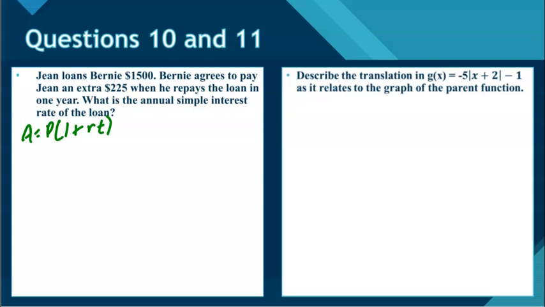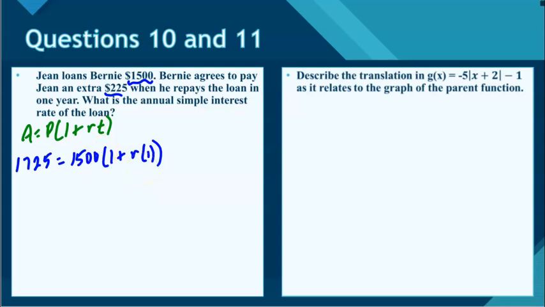So the account balance after it's all paid off would be the $1,500 plus the $225, which will give us $1,725 equals the principal amount. What amount did he have to start paying? Paying back would be $1,500 times 1 plus the rate. We don't know the rate, but we know the time is 1.